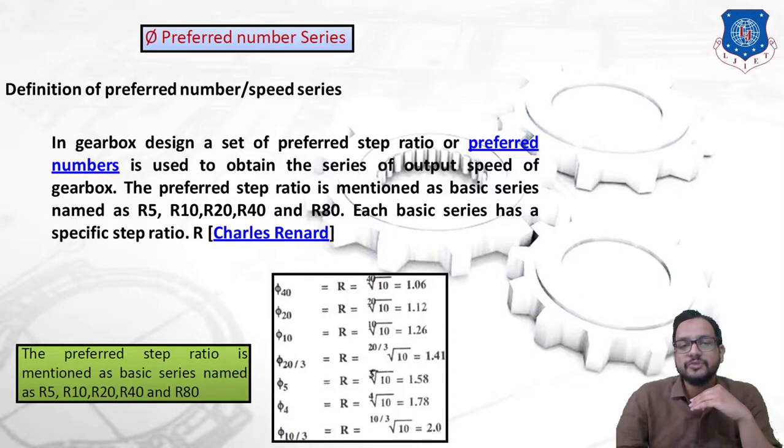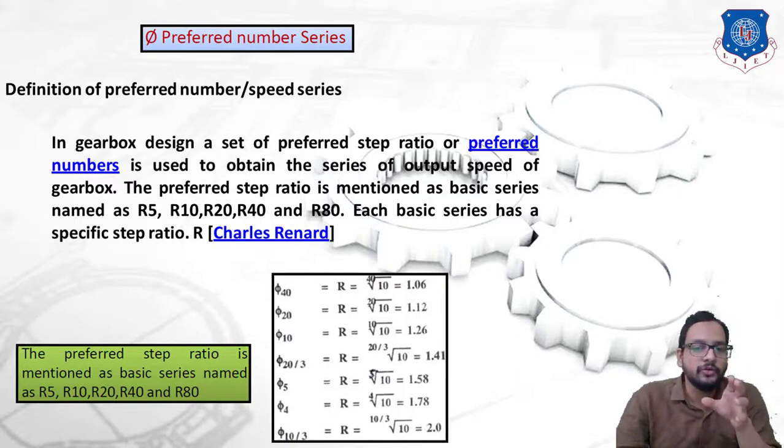Now, the concept of this preferred series was developed by Charles Renard. This makes it quite easy to determine the geometric progression ratio. Basically, we can say that whatever the preferred series answer is, it is our phi, that is the gear ratio. So in a numerical, it will be mentioned that we need to design a gearbox considering R20 as a preferred series, which means it is given as phi 20. By using this, we can determine the geometric progression ratio or gear ratio.